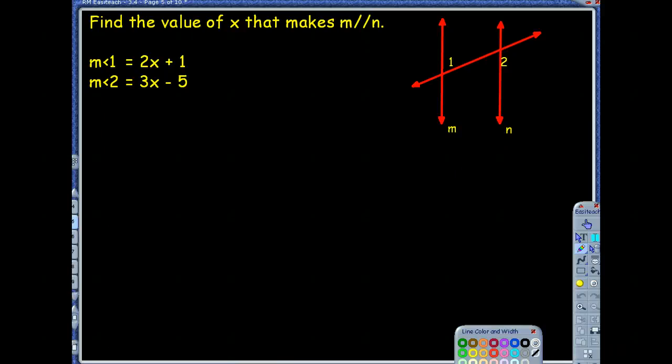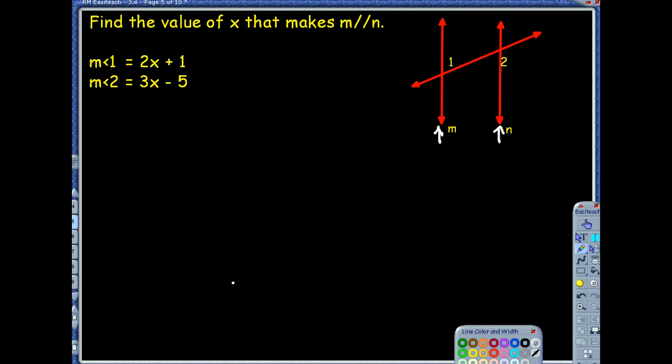All right, so now again, our focus today is really proving the lines parallel. And the first question says, find the value of x. Notice we've got some x's in this problem. So find that value of x that makes line M parallel to line N. So I'm trying to find a way to make these two lines parallel. That's what I want. I don't know that they're parallel right now, though.